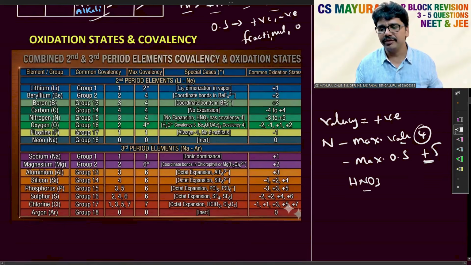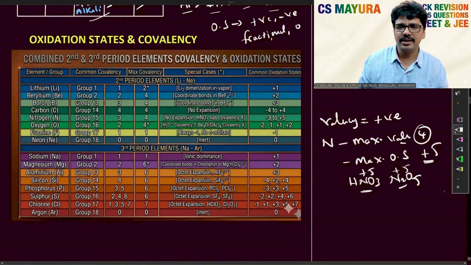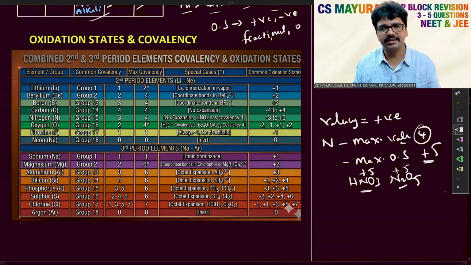In HNO3, if you go for calculations, the nitrogen oxidation state is +5. In N2O5, the nitrogen oxidation state is +5, but it's not real. Based on electronegativity, we are assigning +5. I hope you understood the difference between oxidation state and covalency.